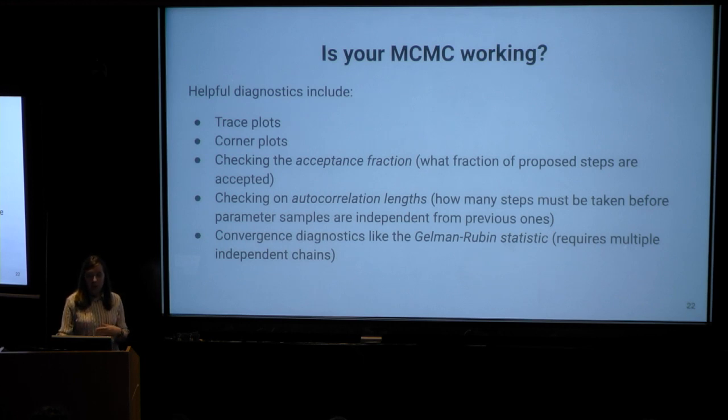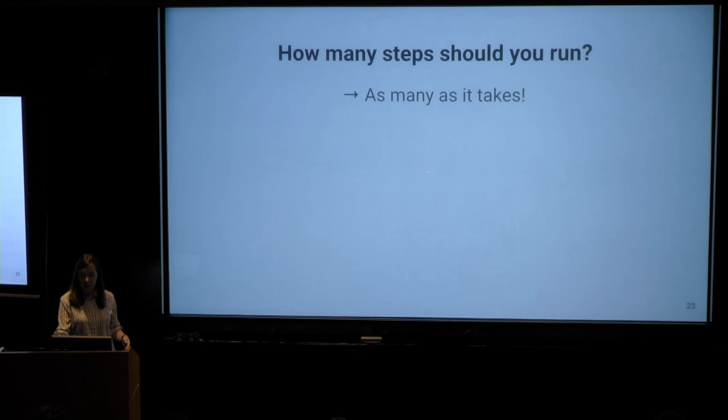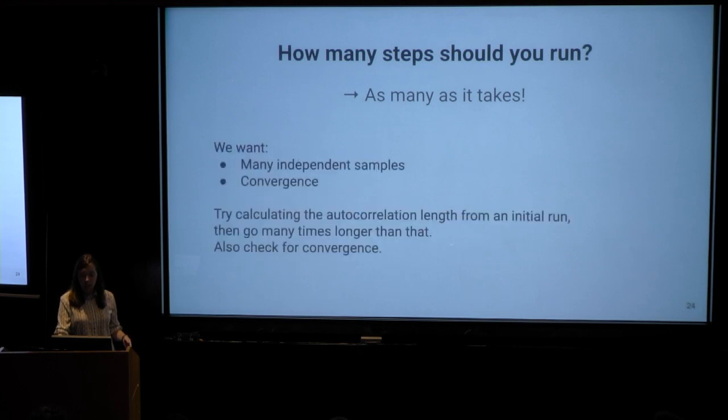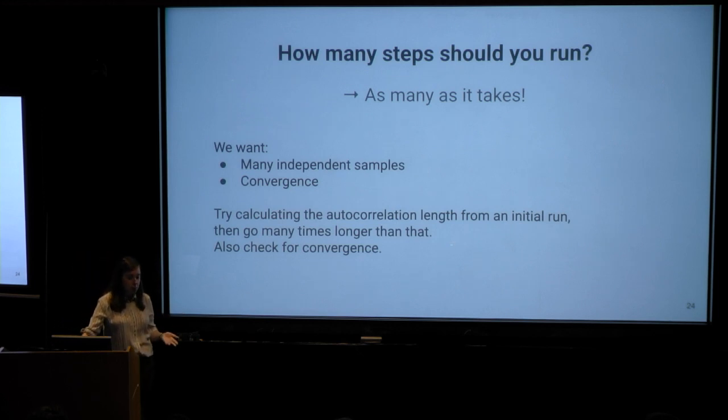You also can look at autocorrelation within your chain. So that's a way of saying how many steps do you have to go through before you get to an independent sample. And finally, there are special convergence diagnostics that also address these things. So the Gelman-Rubin statistic is something to look up for this. And how long do you run your MCMC? That's related to the previous things, but essentially, in order for your MCMC to be working, you want to have many independent samples at the end. And so you want to look at the autocorrelation lengths and the convergence of your chains.